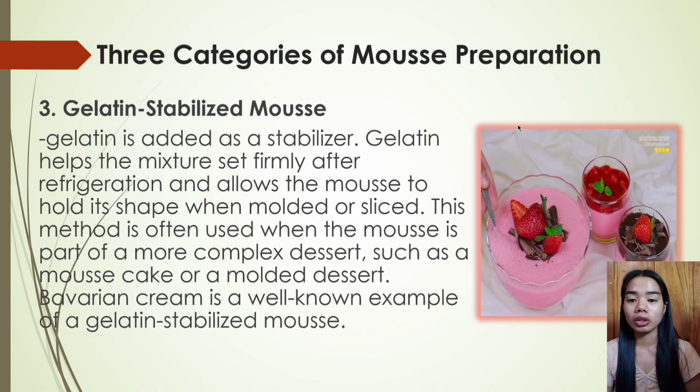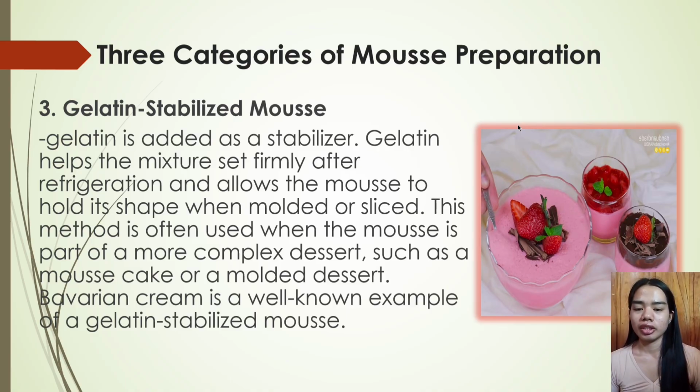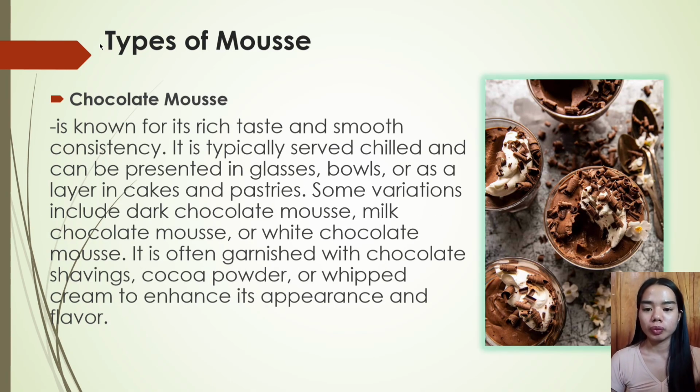Bavarian cream is a well-known example of a gelatin stabilized mousse. So, mostly ginagamitan nila or nilalagyan nila ng gelatin yung product or yung mousse nila kapag pang matagalan yung okasyon na panggagamitan nila. So, that's all po for the categories of mousse preparation. Okay, so let us proceed now to the types of mousses.